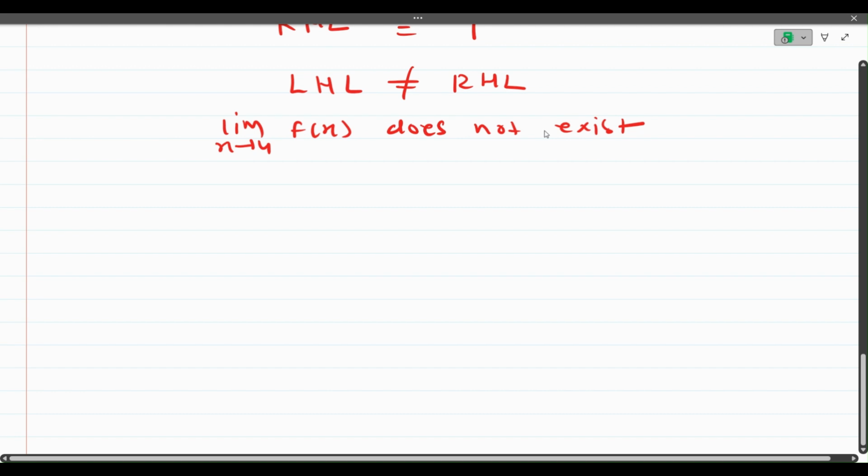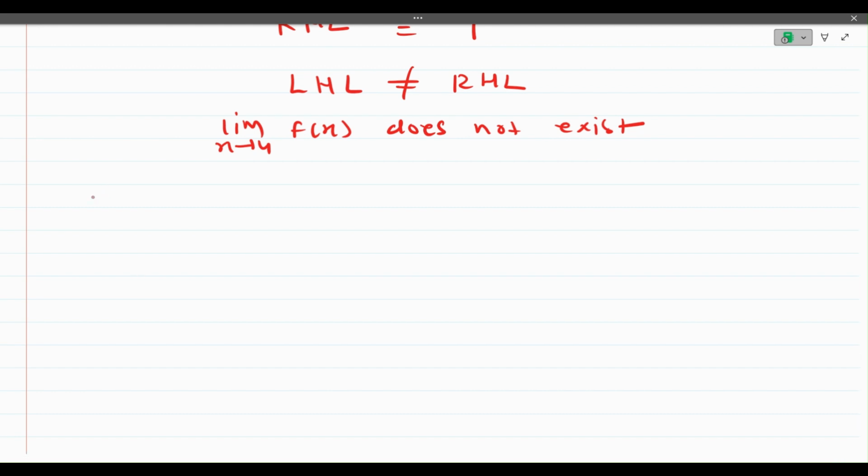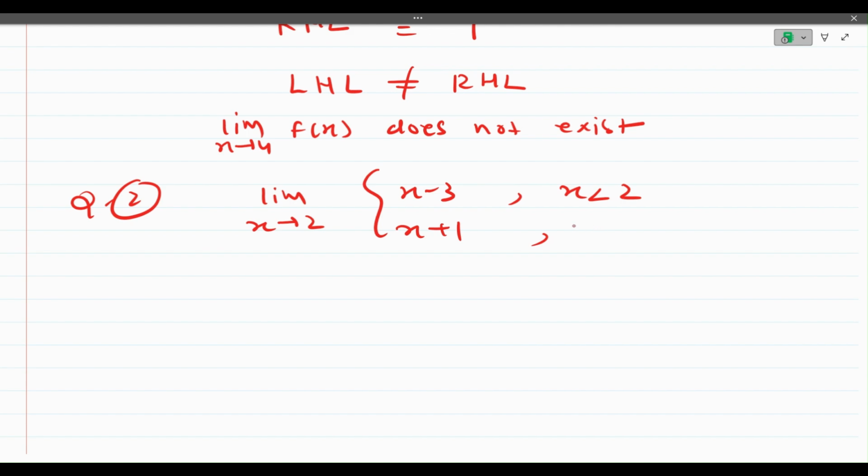Let's see another question which is not a single definition function. We wish to calculate its LHL and RHL, and we'll also check its existence. The function is x minus 3 if x is smaller than 2, and x plus 1 if x is greater than 2. Let's first evaluate the left hand limit. We have to find its limit at x equal to 2. So when we are evaluating the left hand limit, it means x is slightly less than 2.